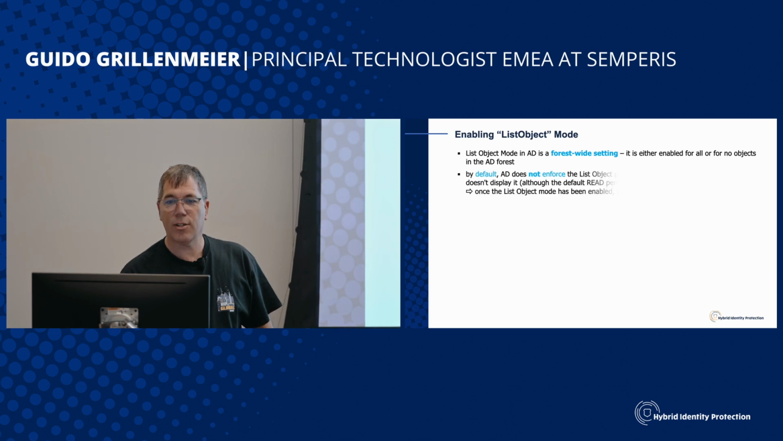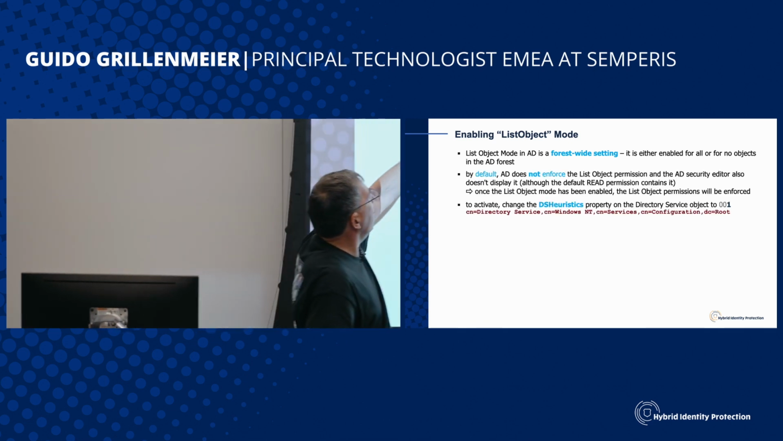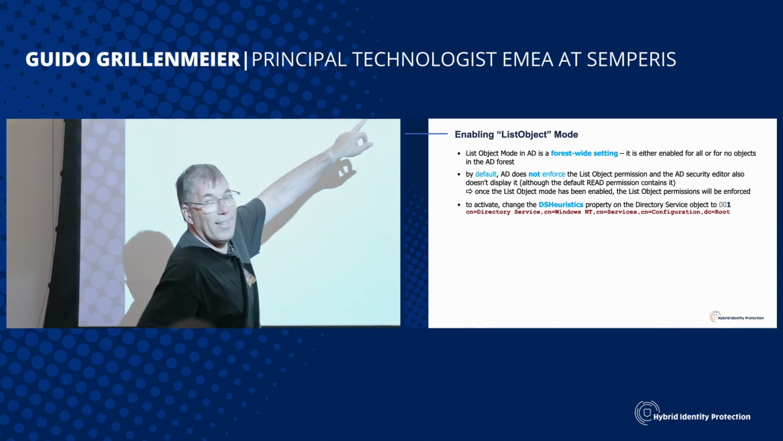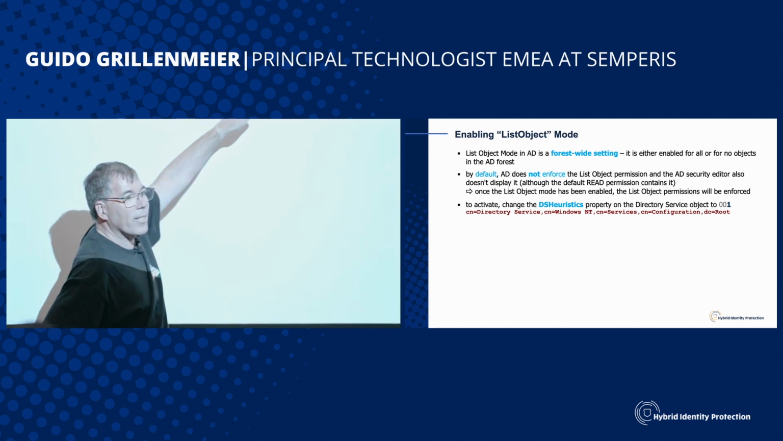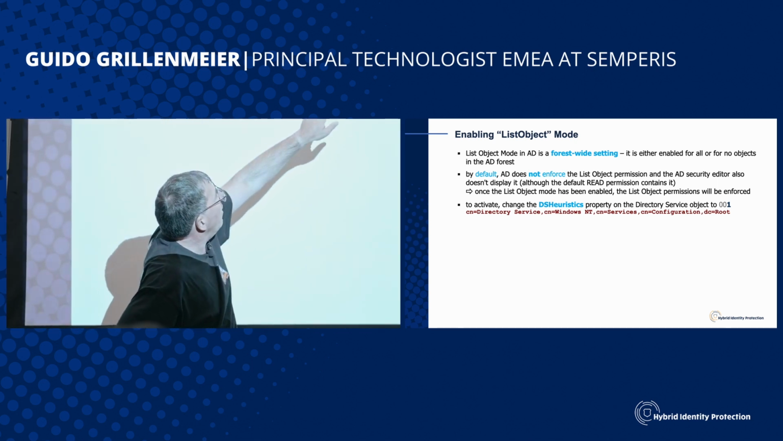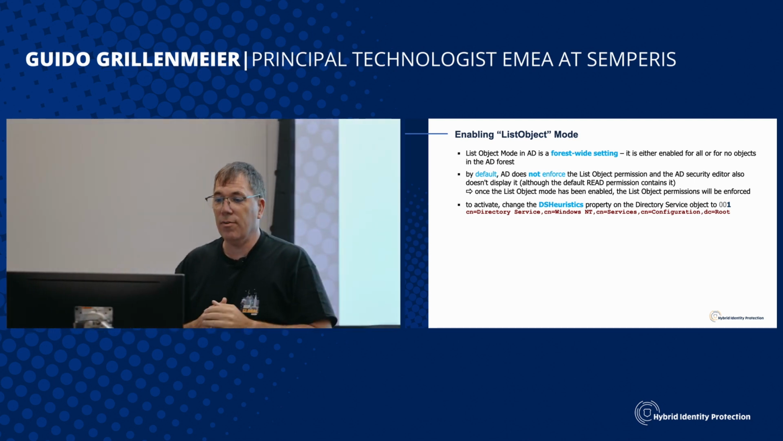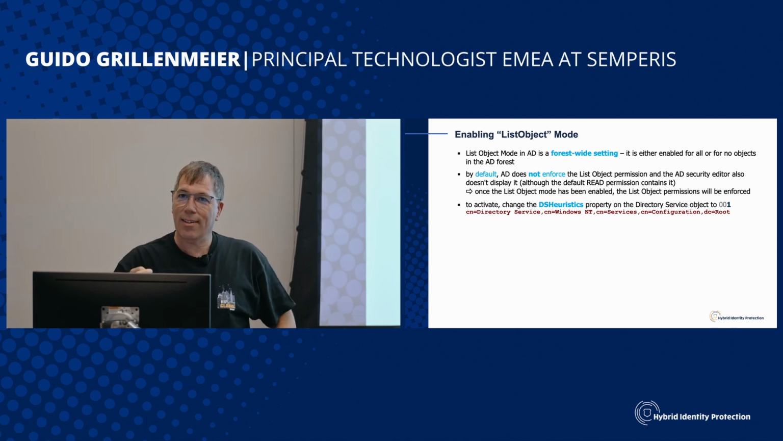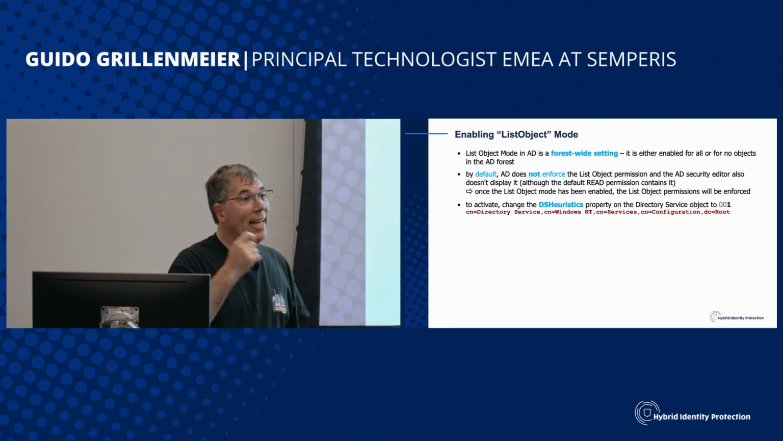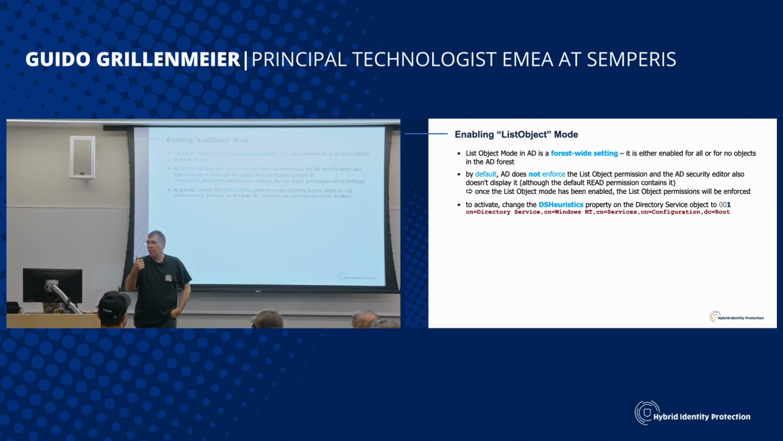So this is actually the dsHeuristics setting directly on the Directory Service object: Configuration, Services, Windows NT, Directory Service. There's that dsHeuristics property of Directory Service, where you can enable the functionality that Active Directory will not even display those objects that you don't have at least either list object permissions or read permissions on.